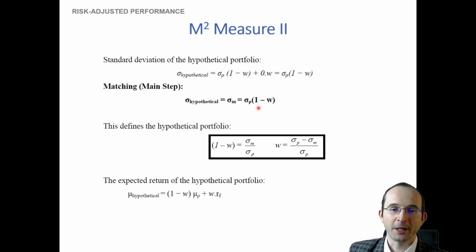And again, you can view this as: if our initial portfolio was riskier than the market, we're going to invest some in the risk-free rate, thereby diluting the total risk of our portfolio such that it equals the market. And if our portfolio was initially less risky than the market, we're going to borrow at the risk-free rate and put more in that portfolio to bring its risk up. In both cases, the hypothetical portfolio will essentially be matched in terms of its risk to the market portfolio.